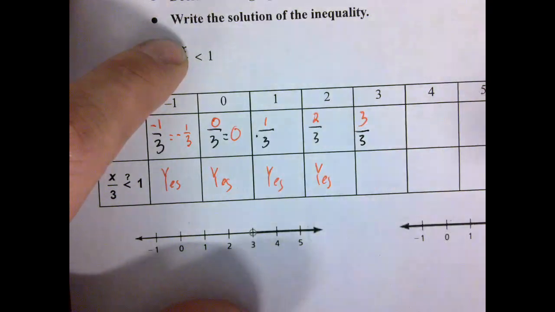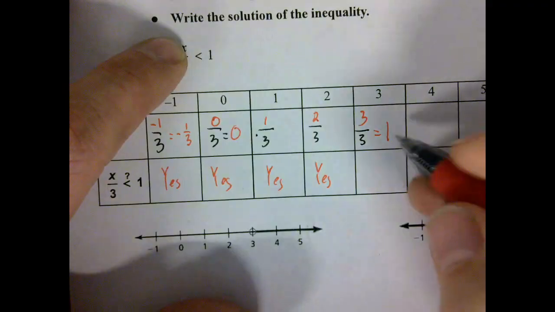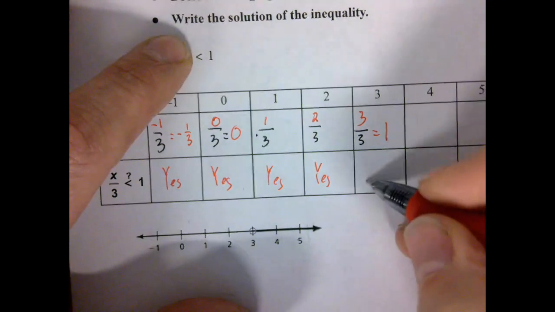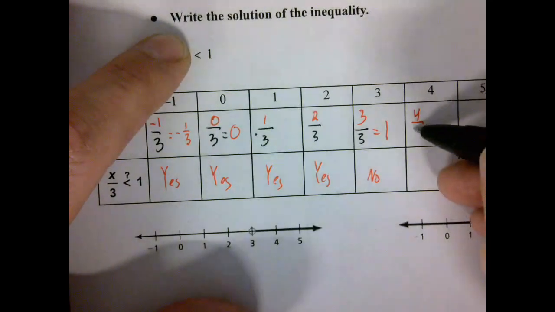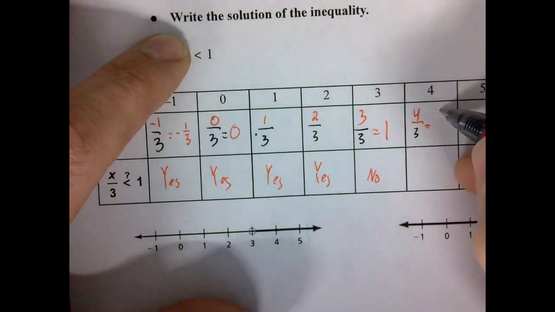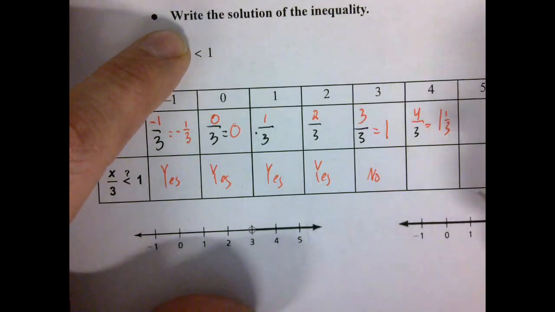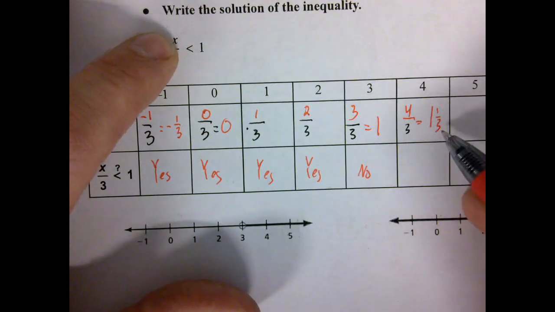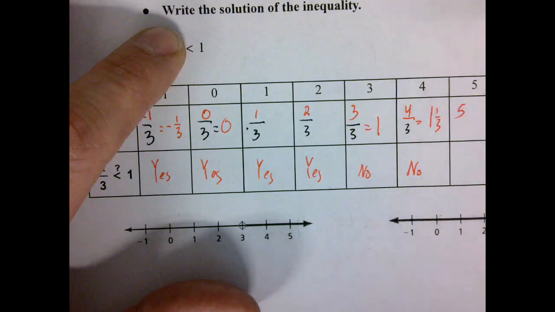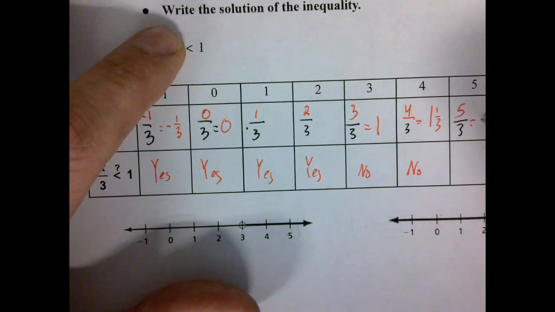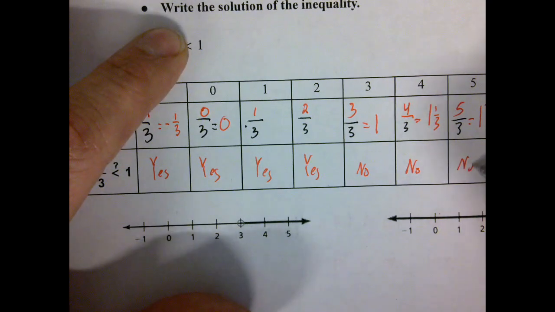Plug a 3 in for that x value. 3 divided by 3, well, I'm going to simplify that. That's down to 1. Well, is 1 greater than 1? No. Plug a 4 in. That's an improper fraction, so if you wanted to say it's 1 1/3, you can do that, or just leave it as 4/3. 1 1/3 is not less than 1. And same thing. 5 divided by 3, well, that's more than 1. That's 1 2/3. So is 1 2/3 less than 1? No.